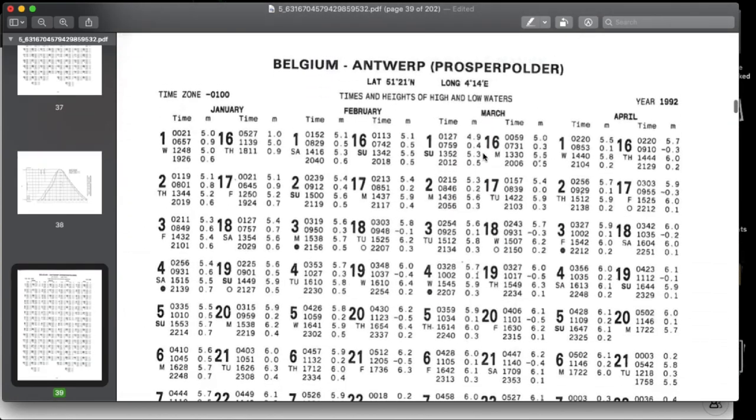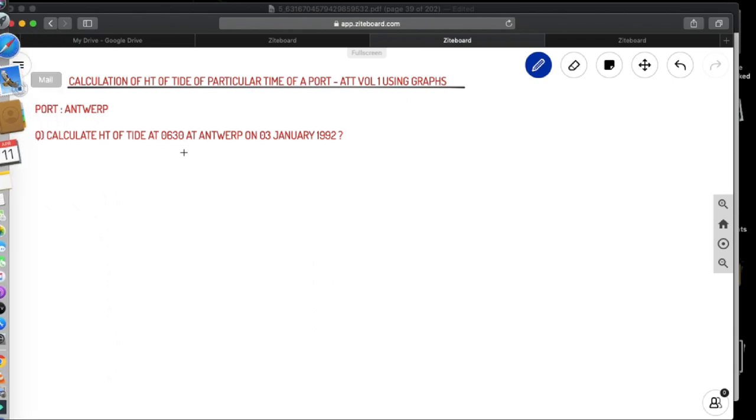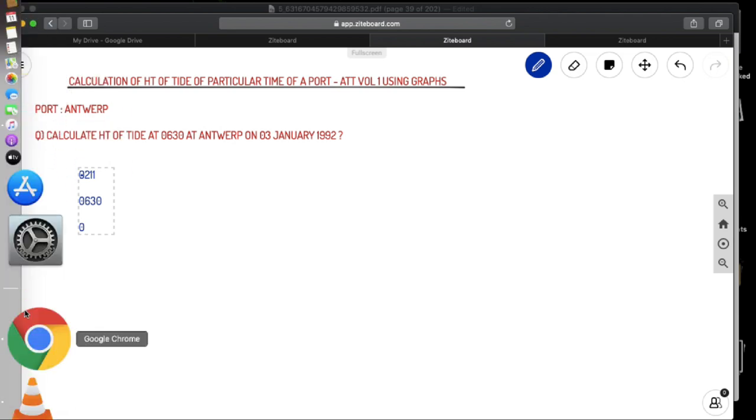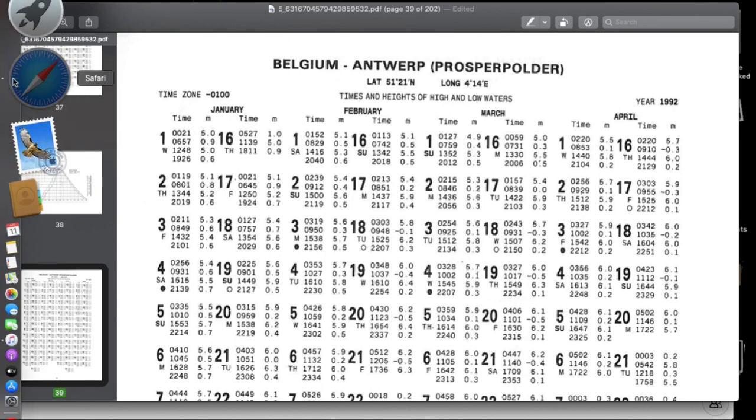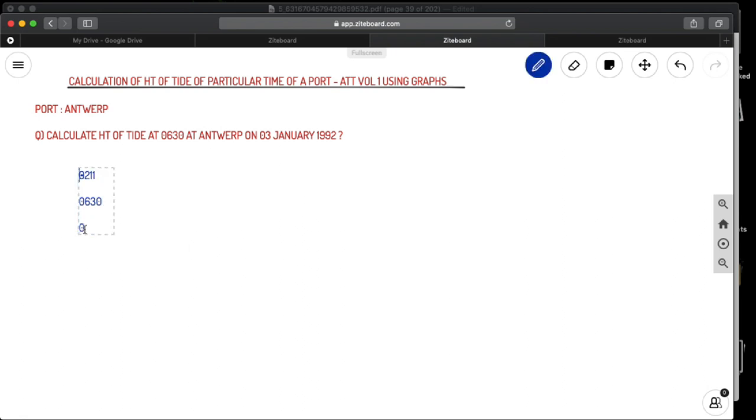Here comes page 182, Belgium, Antwerp, and here you have 3rd January, and the time we require is 0630. So it comes in between 0211 and 0849, a high water and a low water. Let's write it down: 0211, then the 0630 we need, and the last one, 0801, with heights 5.1 and 0.8. We need to find the height at 0630.